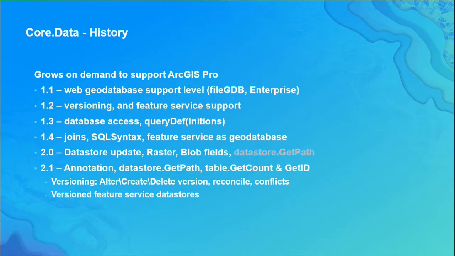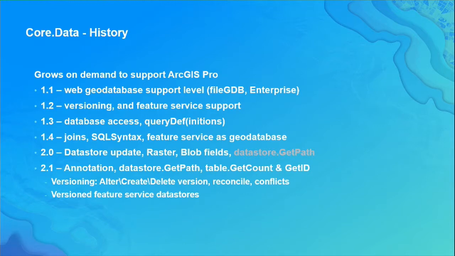At 2.0, it was a breaking change. We introduced a data store update to support file-based data stores, as well as supporting rasters, editing blob fields, and we removed data store.getPath. And that was a mistake. So the next release, we added it back. And what this basically does is allow you to run to get the path for an enterprise geodatabase and execute geoprocessing tools by sending that path to the tool, regardless of how you open the data store.